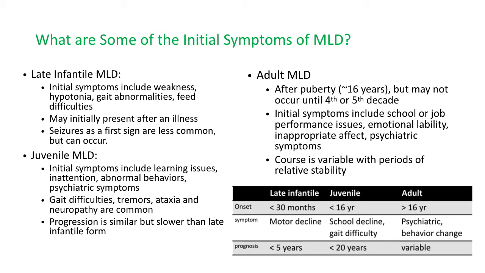And finally, adult MLD usually occurs after puberty but may not occur till the 4th or 5th decade. Initial symptoms include school or job performance issues, emotional lability, inappropriate affect, and psychiatric symptoms, and the course is variable with periods of relative stability, usually making it harder to diagnose initially.